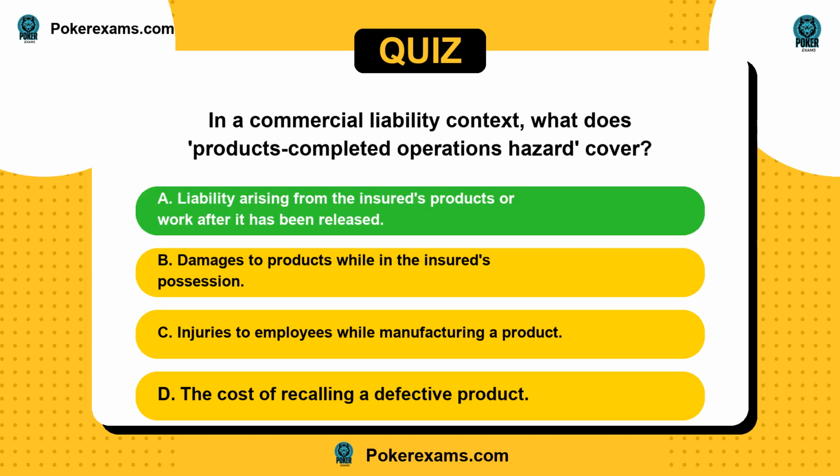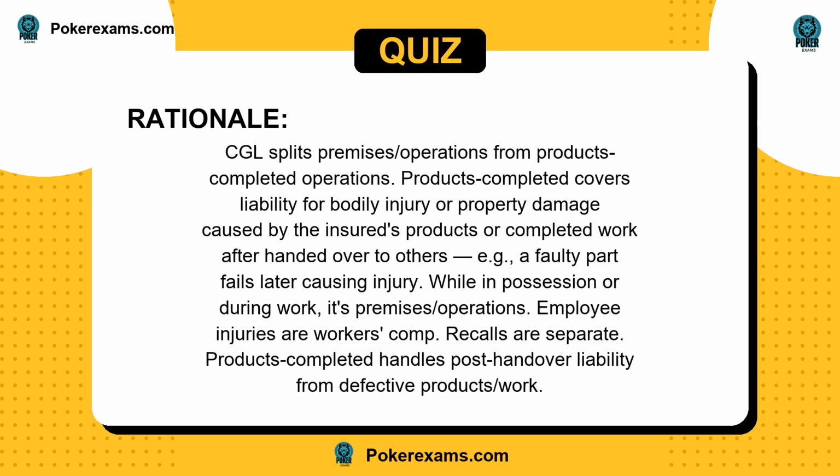The answer is A. CGL splits premises/operations from products completed operations. Products completed covers liability for bodily injury or property damage caused by the insured's products or completed work after handed over to others, e.g., a faulty part fails later causing injury. While in possession or during work, it's premises/operations. Employee injuries or workers' comp recalls are separate. Products completed handles post-handover liability from defective products/work.